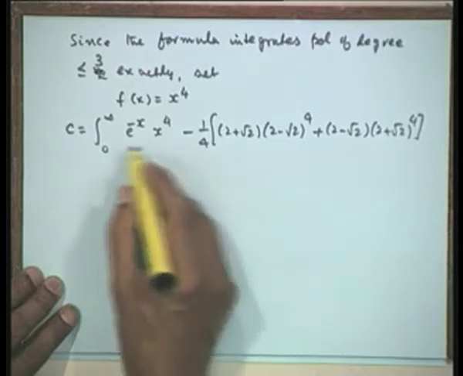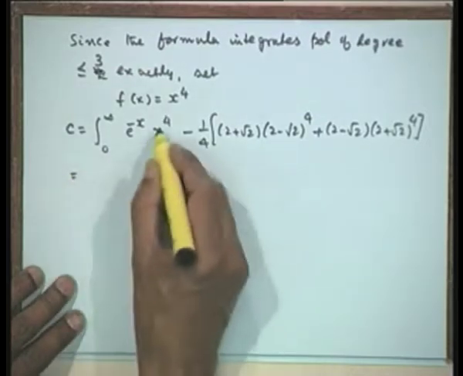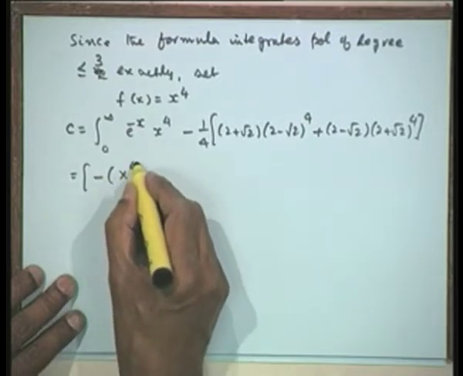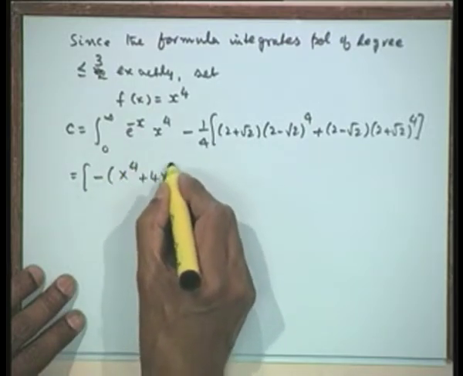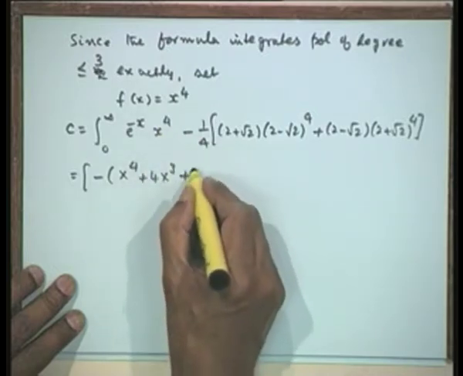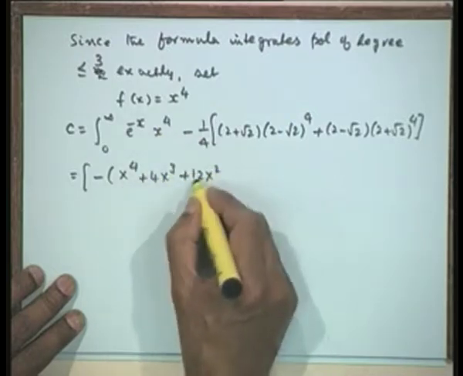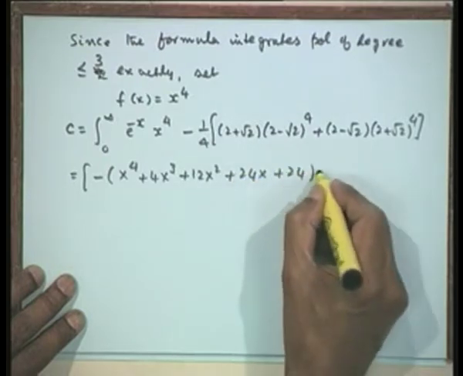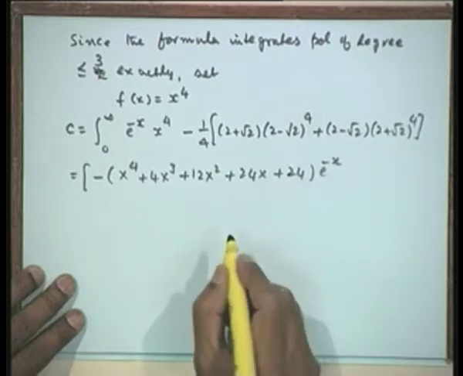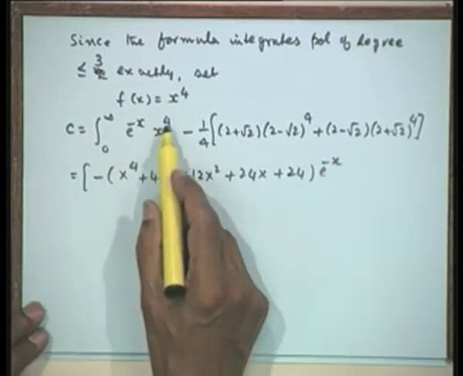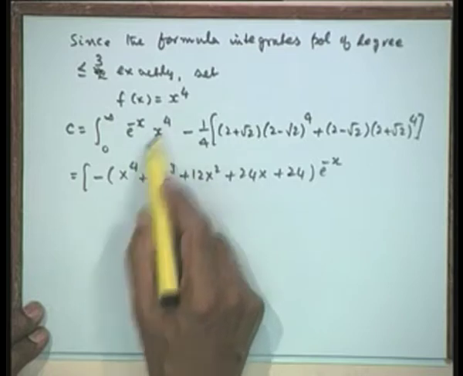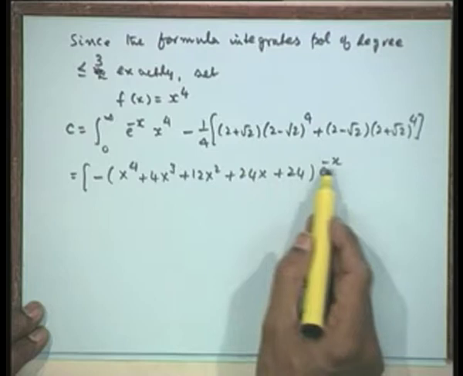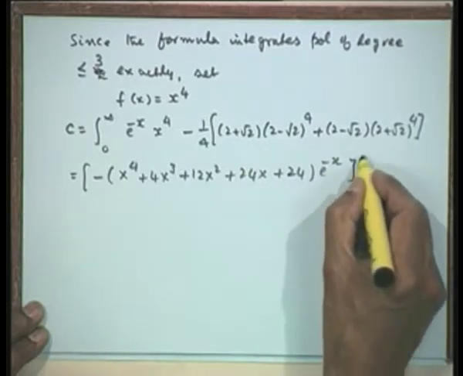Now, you can integrate this. I will give you the value of this. If you just integrate it, this is what you get: minus x to the power of 4, then 4 x cubed, then 12 x squared, then 24 x, then 24, times e to the power of minus x. That is because you are integrating by parts. So the first integral is minus x to the power of 4, then 4 into x cubed, 12 x squared, 24 x, 24, and this is evaluated between 0 to infinity.